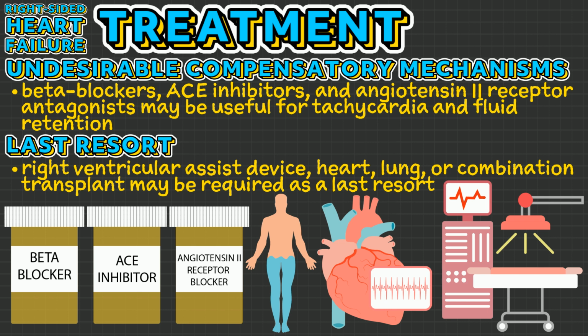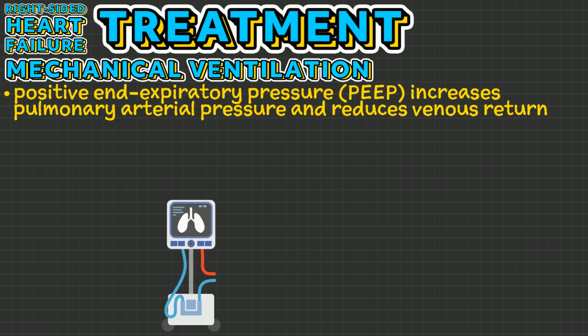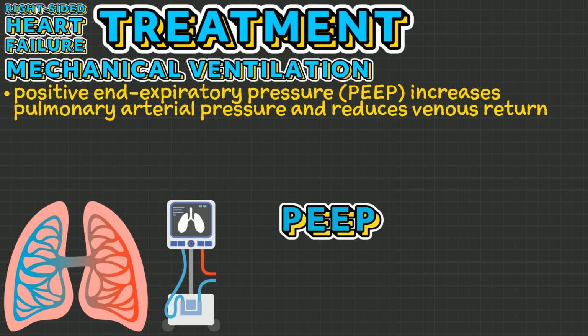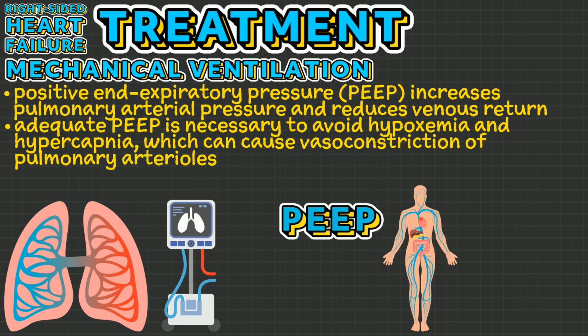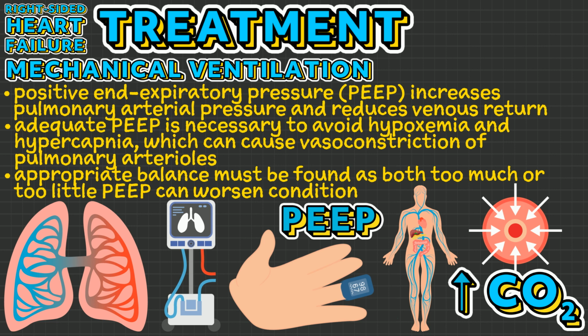If you want to learn more about any of the medications mentioned, you can click the link on screen or in the description below. There is also a special consideration when caring for individuals with right-sided heart failure on a mechanical ventilator. During mechanical ventilation, positive end expiratory pressure, or PEEP, increases pulmonary arterial pressure and reduces venous return. However, adequate PEEP is necessary to avoid hypoxemia and hypercapnia, which can cause vasoconstriction of the pulmonary arterioles, increasing afterload. Therefore, an appropriate balance must be found, as both too much or too little PEEP can worsen the condition.